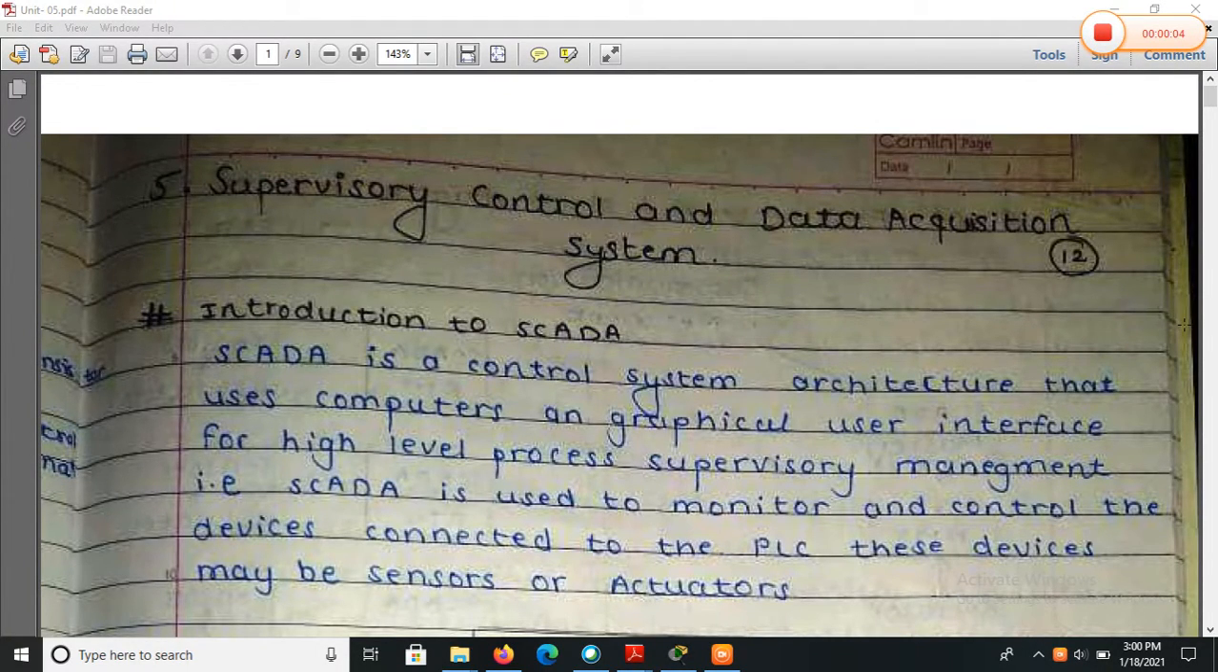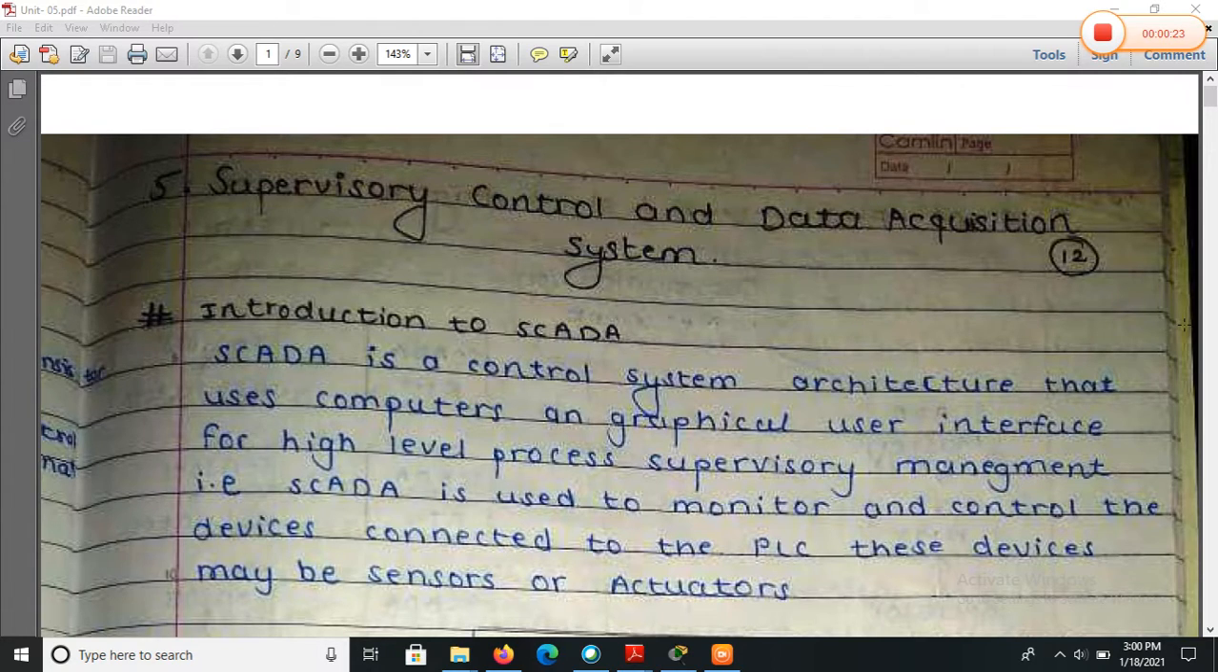Hello students, now we'll see unit number 5, Supervisory Control and Data Acquisition System. Now, introduction to SCADA. What is SCADA? SCADA is a control system architecture that uses computers and graphical user interface for high-level process supervisory management.